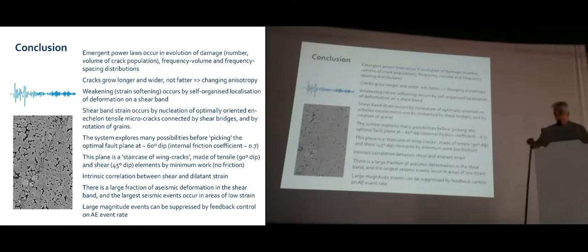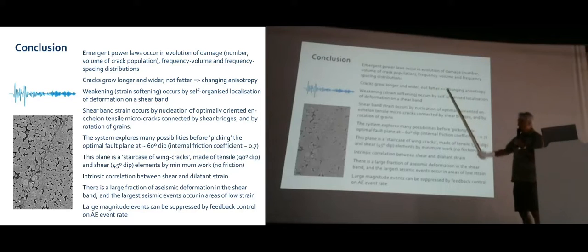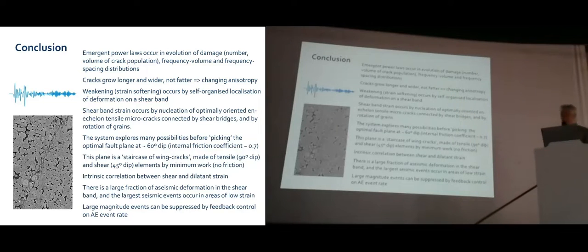So we'll go to the conclusion. We see emergent power laws very robustly. And they occur in the evolution of the damage, in the number and volume of the crack population, the frequency-volume and frequency-spacing distributions, just like we see for earthquakes. Cracks go longer and wider, not fatter, and that will change the anisotropy in the medium by changing the aspect ratio.